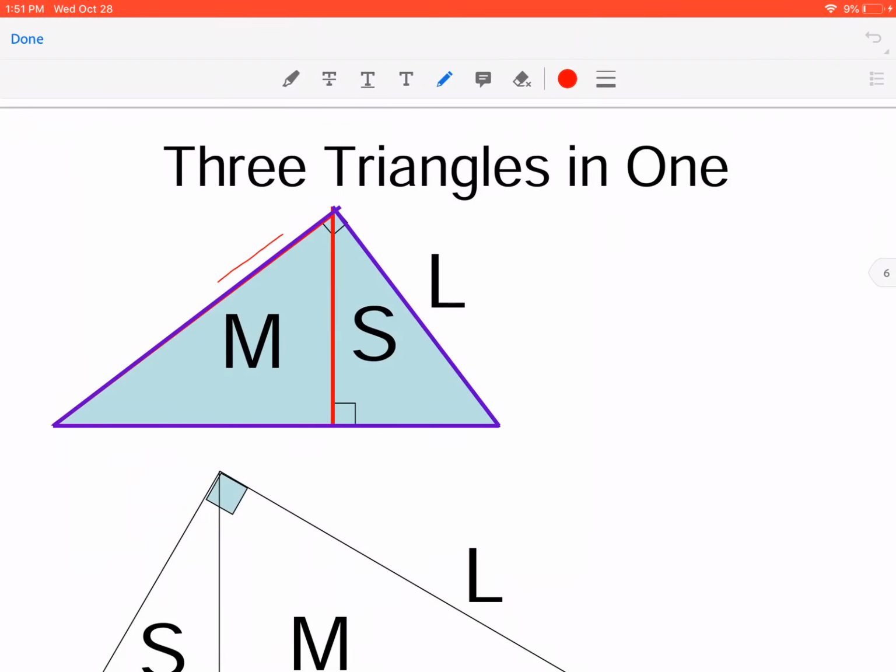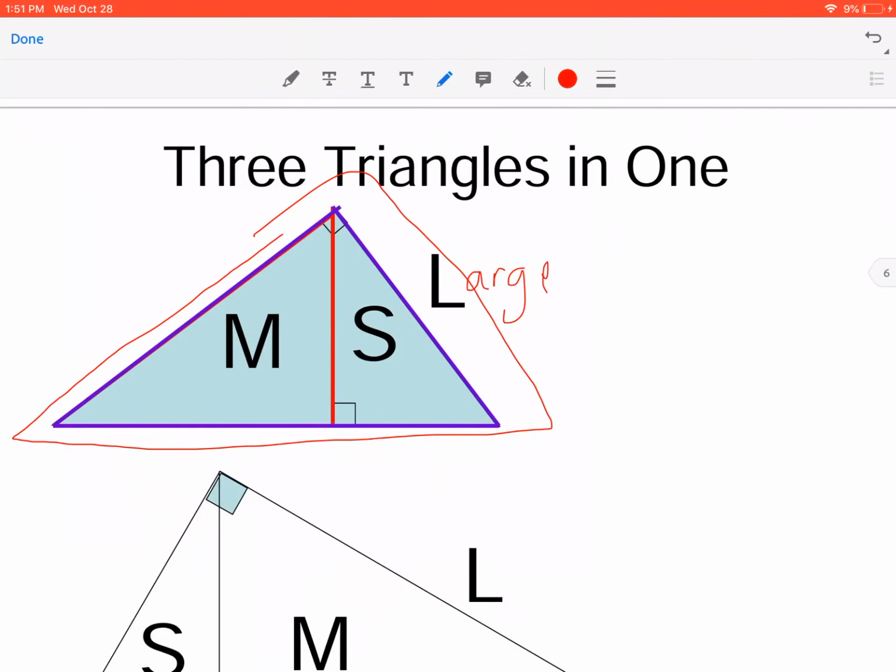You've got the big triangle right here. That's what the L stands for. That's the large one. This is the right angle from the big right triangle. Once we drew the altitude or height, which is that red line right there, that's the altitude, it turned this triangle into two more triangles. You have a small one here. That's what the S stands for.